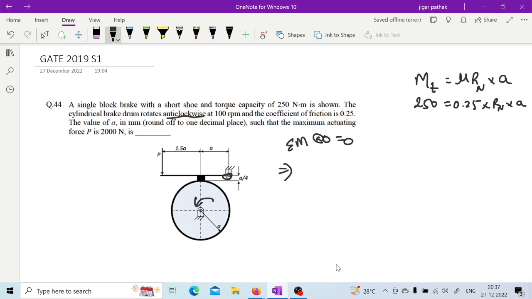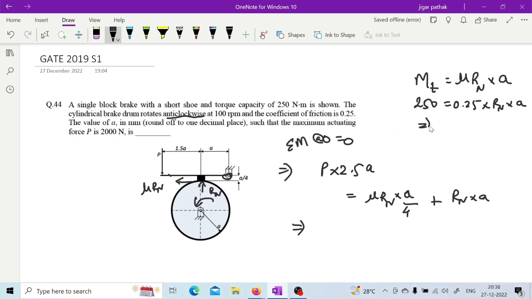So here also, as in the previous case, both of these forces, this mu Rn as well as this Rn, will have clockwise moment, and this P will have anticlockwise. So this P into 2.5A can be equated to this mu Rn into A by 4 plus this Rn into E. Yes or no? Yes. So from this you can calculate, I guess, because here you have Rn in terms of A, right? I guess Rn is 1000 by A. Yes or no? Yes, sir. Right. So you can put this Rn in terms of 1000 by A, and then you can simplify in order to get P.